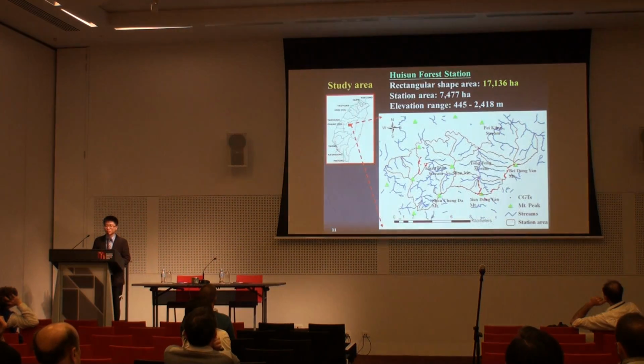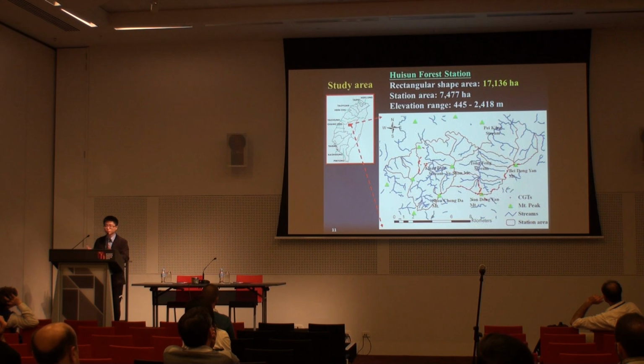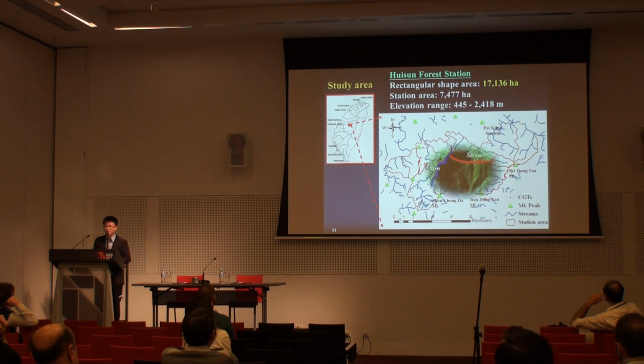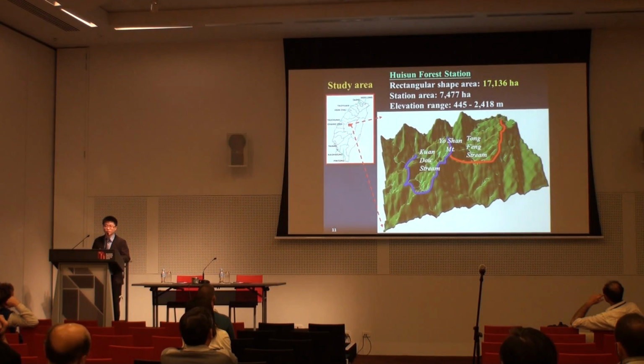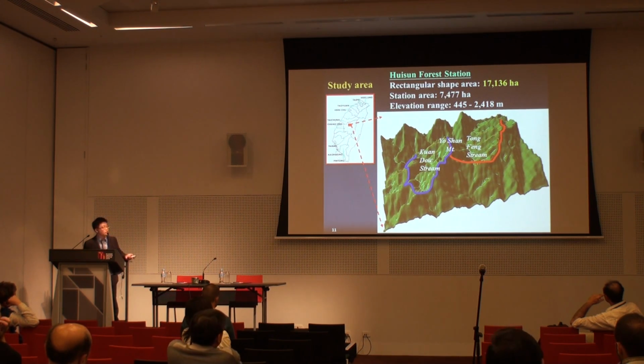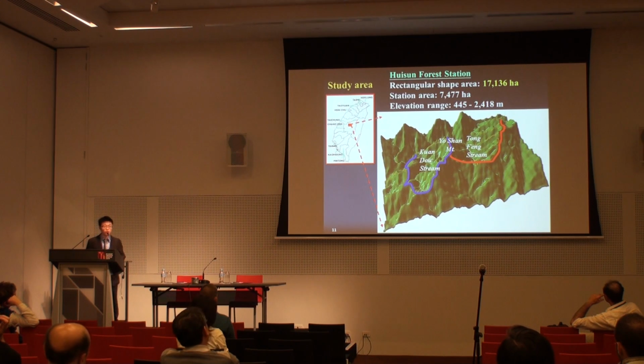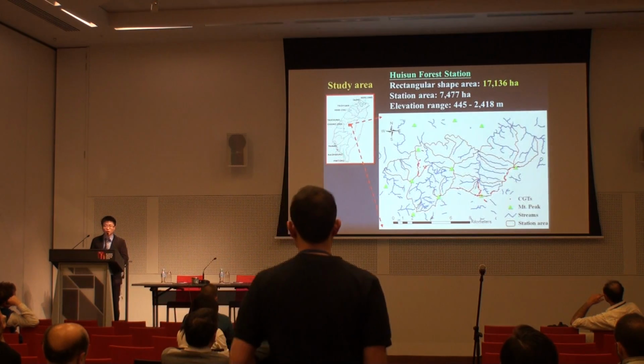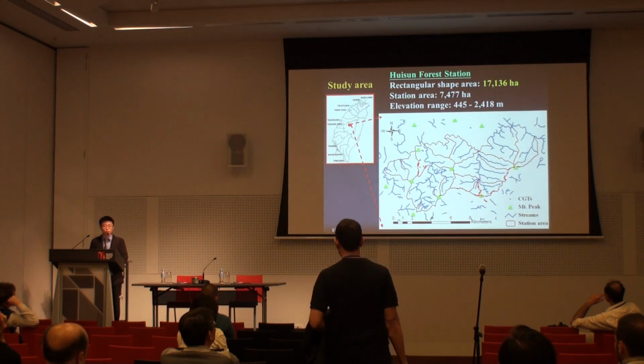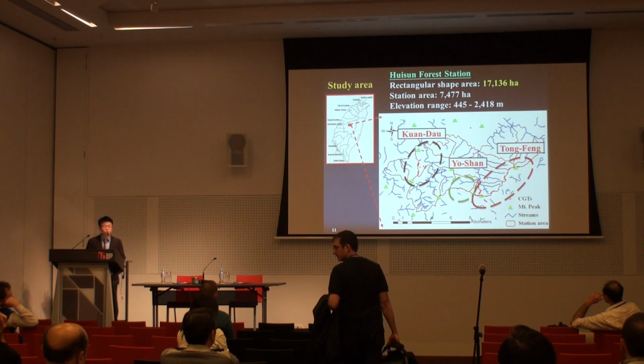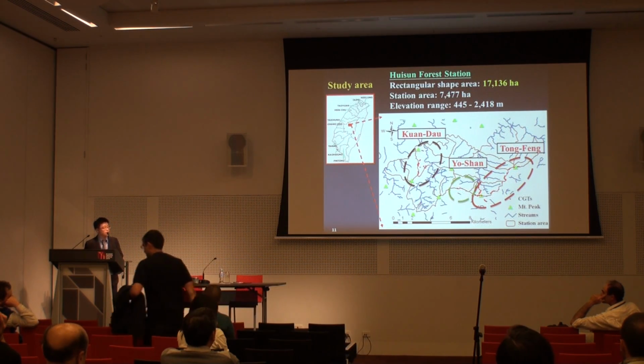The study area, as shown, is a rectangle that encompasses the Huisun forest, with a total area of 17,136 hectares. Huisun forest is a representative forest in central Taiwan. It has very high biodiversity and also a complex microterrain. You can see the elevation ranges from 444 to 2,480 meters in a small area. So far, we have collected CGT samples from 3 places: the Dongfeng, Yousheng, and Guandao sites.